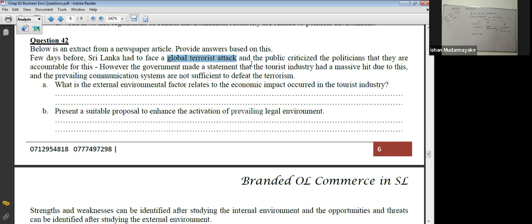Right. And then B, present a suitable proposal to enhance the activation of prevailing legal environment.